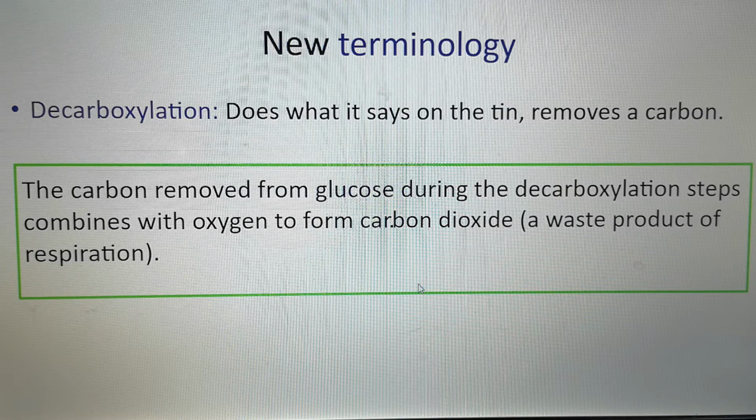Decarboxylation, really easy, does what it says on the tin, takes away a carbon. Okay, interesting point. The carbon removed from glucose during the decarboxylation steps combines with oxygen to form carbon dioxide, which you all know is a waste product of respiration. Okay, so decarboxylation, removing a carbon.